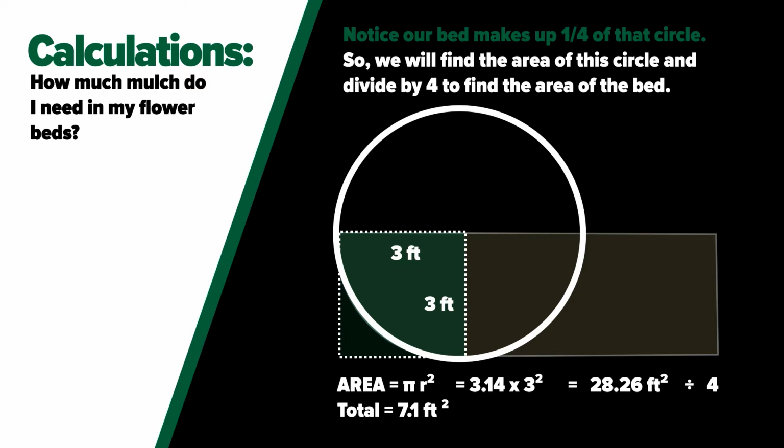So in this case, if our radius is 3 feet, that would be 3.14 times 3 squared, which equals 28.26 square feet. Now again, that's the area of the entire circle. So if we divide it by 4, it's going to give us the area of our curved bed. And that equals 7.1 square feet.